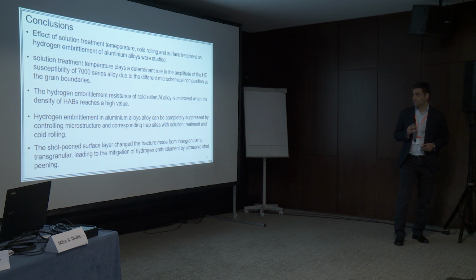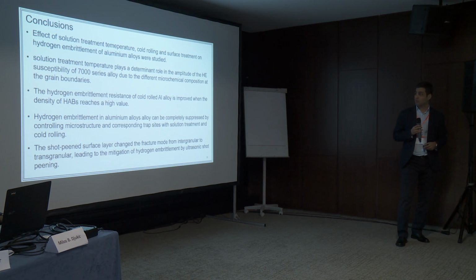We've seen that we found the complete suppression of hydrogen embrittlement in these alloys, especially in the 7000 series aluminum alloy with 440 degrees Celsius of solution treatment. And this is somehow very novel to use in different cases. Also, as I told, a surface treatment like shot peening can be a very good way to avoid the diffusion of the hydrogen inside, and it can be a very good technique to avoid hydrogen embrittlement.